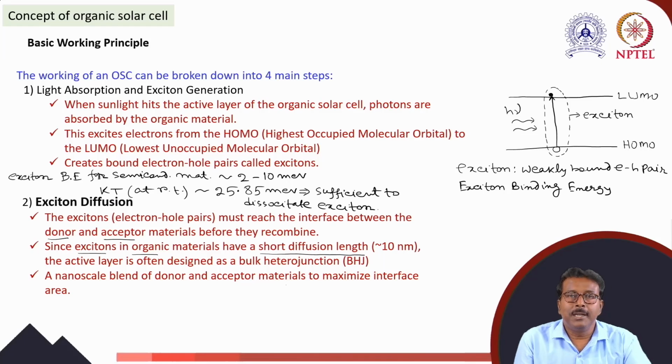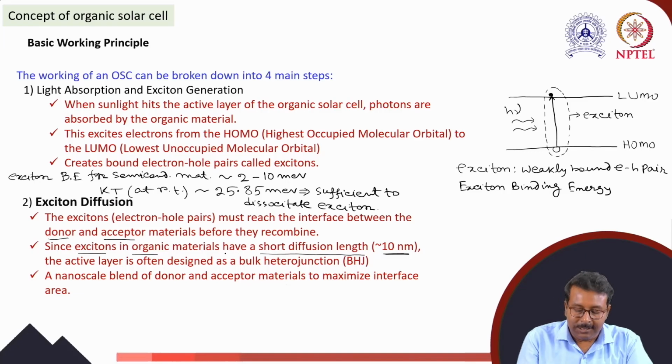In case of organic materials, the diffusion length of the exciton is very small. That means the average exciton lifetime is also very short, because Ln is proportional to the square root of tau n. This is in the order of 10 nanometers only. That means you have to dissociate the exciton before it traverses the 10 nanometer distance, that is, quickly after generation of the exciton. So this is a challenge.